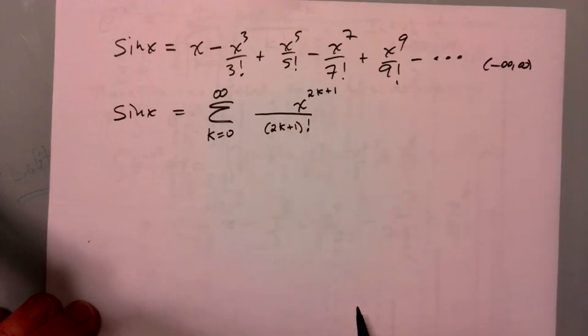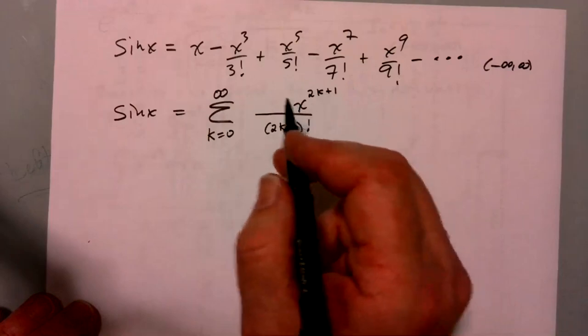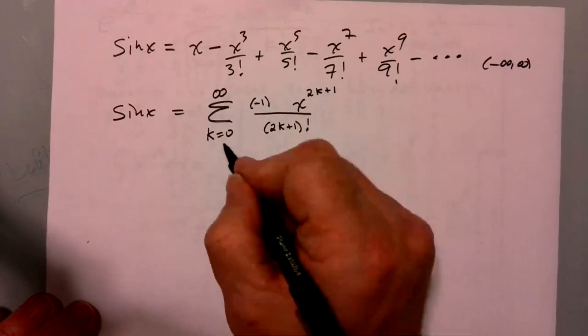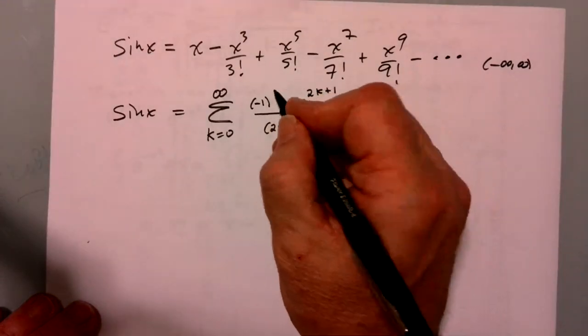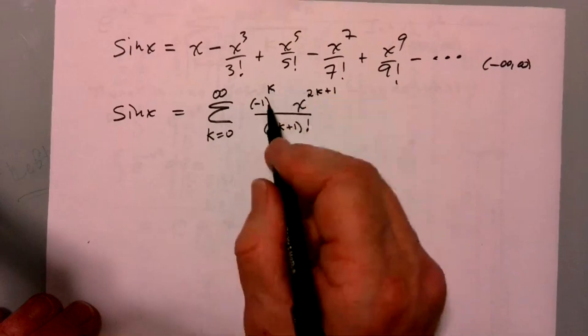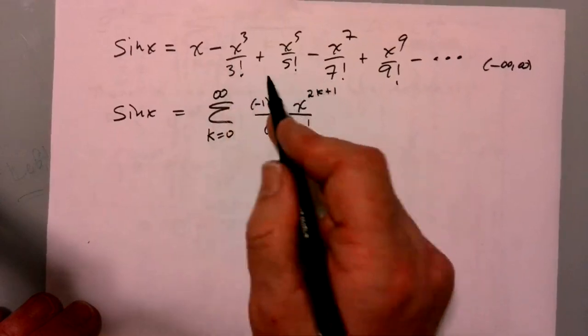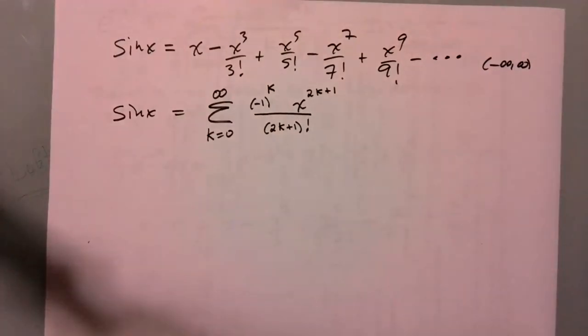And then we're going to have our sign flasher. So our sign flasher is what? It starts out positive, so it'll be negative 1 to the, if we're starting at 0, I guess that's negative 1 to the k. I always have to think about this one. Negative 1 to the 0, it starts out positive, negative 1 to the first, then it's negative. Okay, I think that looks pretty good. So there is our expression for that.